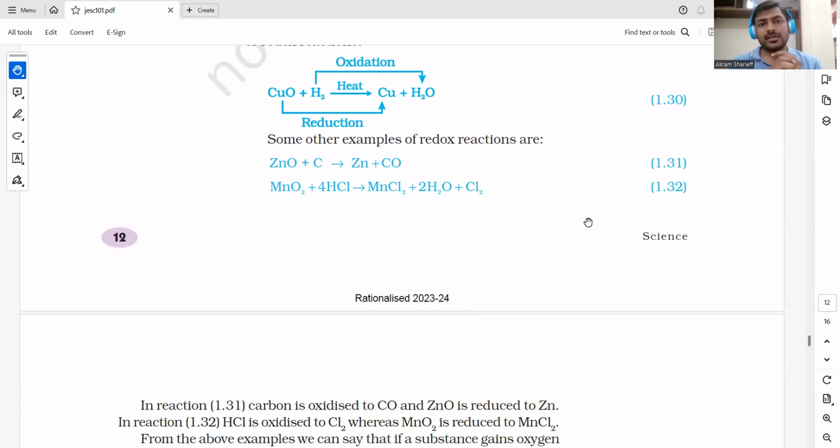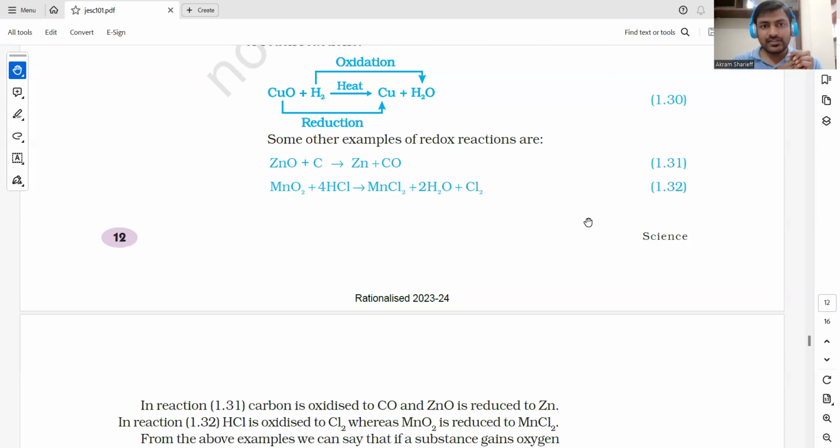Then we'll see some other examples for a redox reaction. Zinc oxide plus carbon gives you zinc plus carbon monoxide. So what has happened here? Zinc oxide has been reduced to zinc. Oxygen has been removed from it. Carbon has been changed to carbon monoxide. It has been oxidized to carbon monoxide.